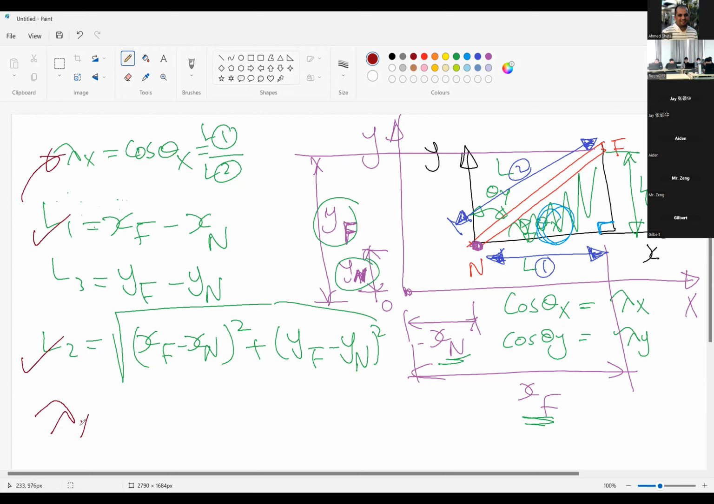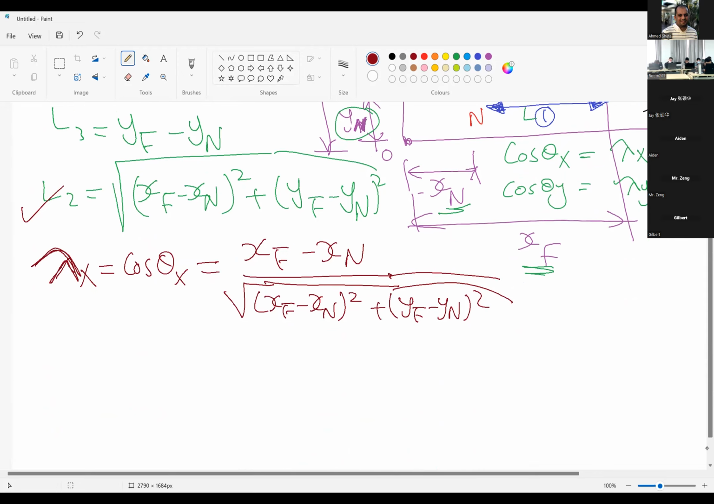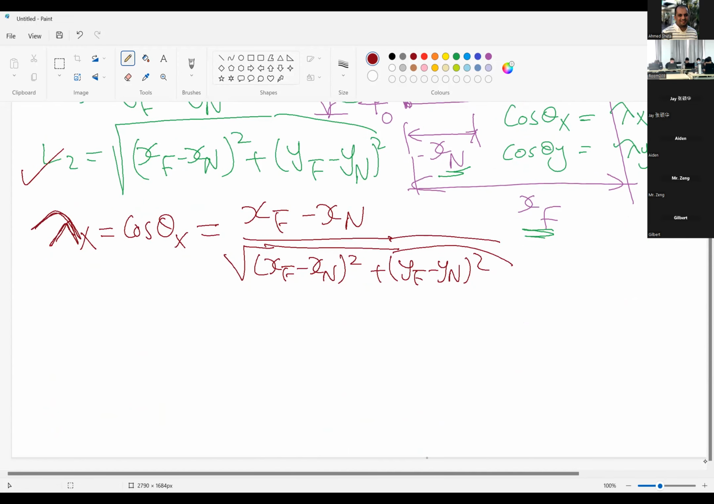From this calculation, lambda x, which equals cosine theta x, will be xf minus xn divided by the root of xf minus xn squared plus yf minus yn squared. It looks complicated just because we are dealing with symbols, but if you have the dimensions of this member, it will be only a number. This is for cosine theta x.